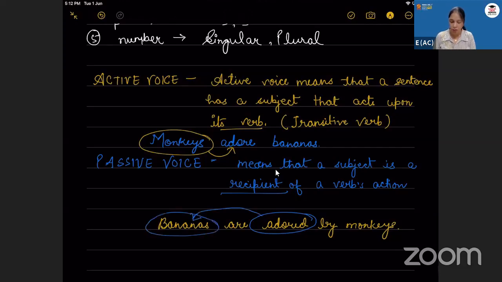So यहाँ पे जो subject है हमारे passive voice का, it is receiving the verb's action. Got it? Got the difference? So you need to remember the difference between an active voice and a passive voice. In active voice, the subject is acting upon its verb, whereas in passive voice, the subject is the recipient of the verb's action. I hope it is very clear. Very well.